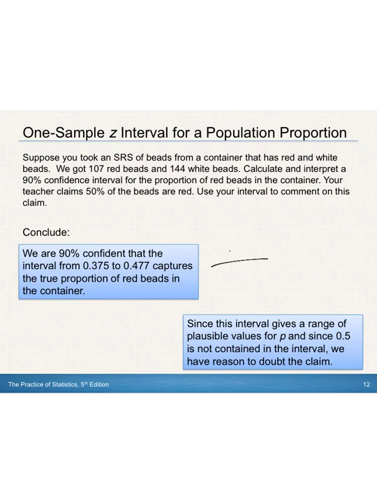If this is true, then the teacher's claim can't really be true. He can't be telling the truth. Since the interval gives us a range of plausible values and 0.5, which is 50%, isn't even in that range, we have reason to doubt his claim.